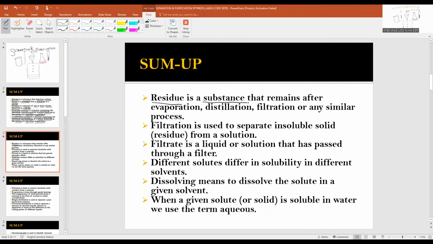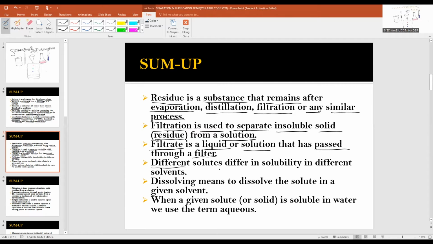Residue is a substance that remains after evaporation, distillation, filtration, or any similar process. Filtration is used to separate insoluble solid, that's residue, from a solution. Filtrate is a liquid or solution that has passed through a filter.